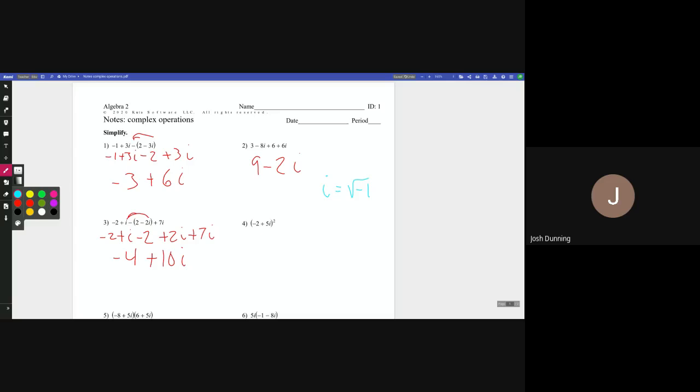Because if I square the left side, whatever I do to one side, I got to do to the other. And then squaring cancels out a square root. So i squared equals negative 1. We are going to use this in these questions. Remember, i to the first, don't write radical negative 1, just leave it i. i squared, though, like on the next one.